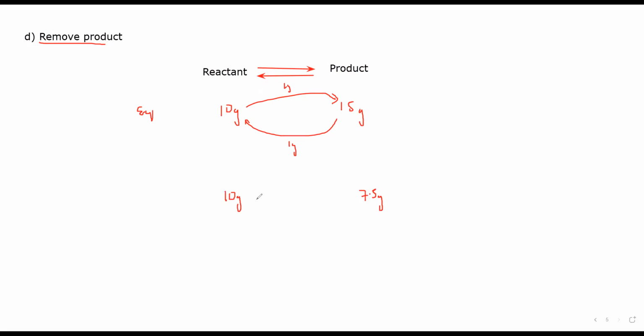So if you remove the product from the reaction mixture, what happened? If 15 gram was formed decomposing into 1 gram of a product, so 7.5 will decompose into half of the original value, which will be 0.5 grams. So 0.5 gram of reactant will form, and still the 10 gram of reactants are there, which react to form 1 gram of a product. So you can see the forward reaction rate is faster. So we can say the equilibrium is shifted towards right hand side or forward.